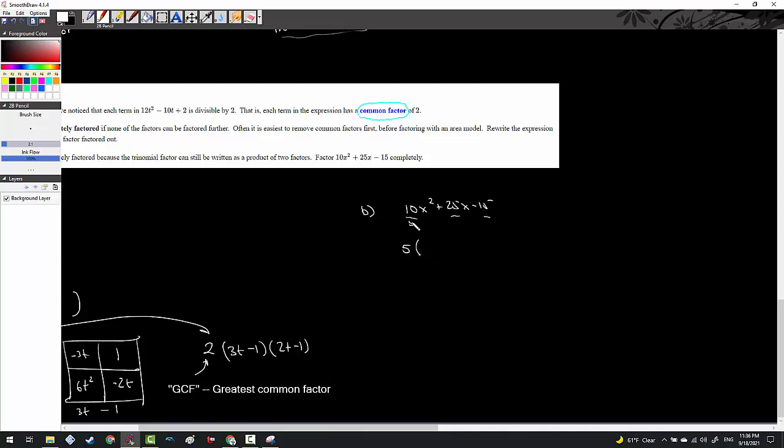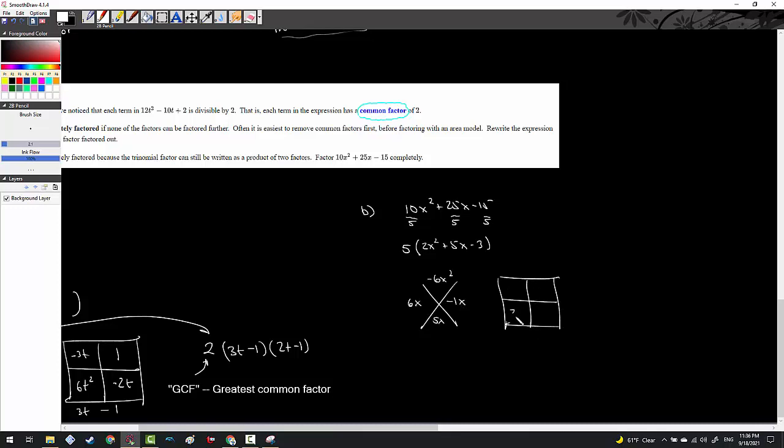What happens when I do that? That means that each of these terms is being divided by 5. I get 2x squared plus 5x minus 3. And that is going to be a little bit easier to deal with. So negative 6x squared, 5x. I'm thinking let's look at 6x and negative 1x as my two pieces.